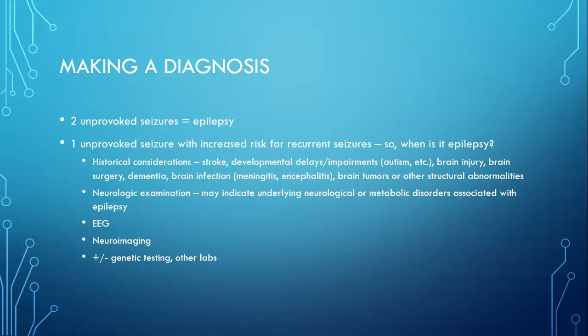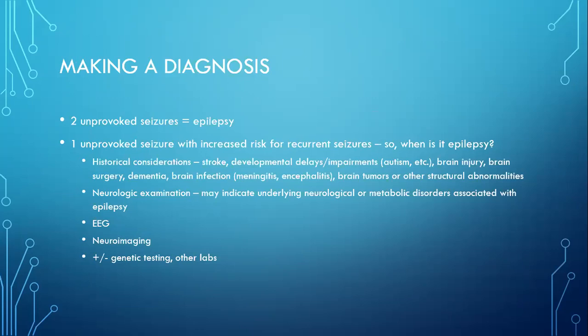So a history of stroke, people with a history of learning problems or developmental disorders definitely can have an increased risk for seizures or epilepsy. So things like autism, history of brain injury, so traumatic brain injury or brain injury of another kind, history of brain surgery, dementia, including things like Alzheimer's disease, a history of brain infections, so something like meningitis, brain tumors, or anything else that really disrupts the structure of the brain can be things that your doctor learns about you that make them more concerned that you might be at increased risk for having epilepsy.